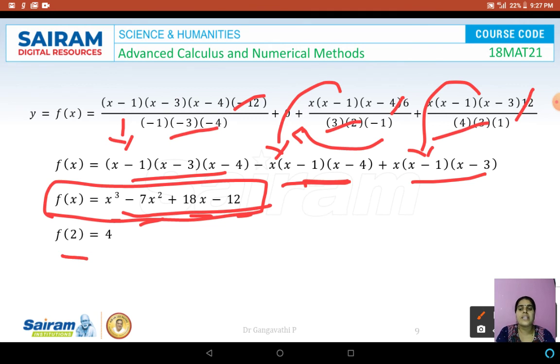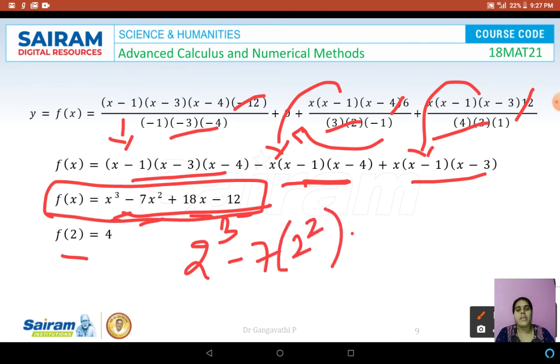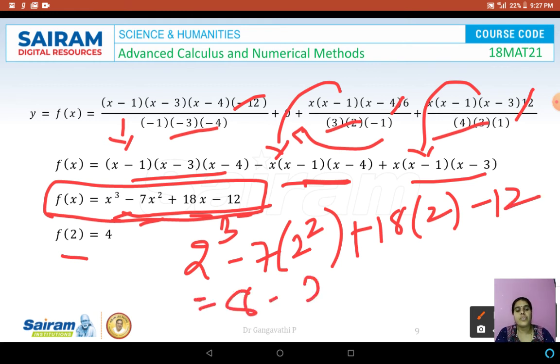Just substitute x is equal to 2 here. 2 cube minus 7 into 2 square plus 18 into 2 minus 12. So which gives us 8 minus 7 into 4, which is 28, plus 18 into 2 is 36 minus 12, which gives the answer as 4.